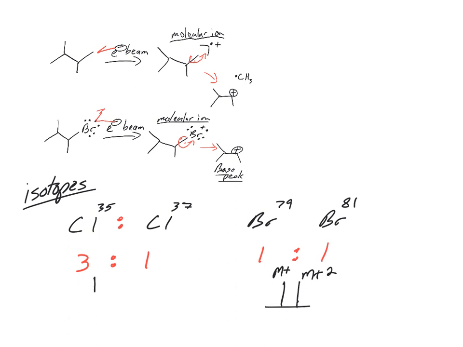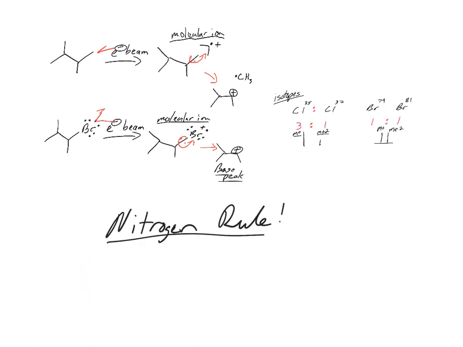If it's chlorine, they're going to be in a 3-to-1 ratio, your M plus peak, your molecular ion, and then an M plus 2 peak. This plus 2 represents, in both cases, the other isotope of chlorine or bromine. So we see 2 even peaks at the far right for an M plus and an M plus 2. We know that molecule has a bromine in it if they're 1-to-1. If they're 3-to-1, we know that molecule has a chlorine in it. That's the isotope effect.